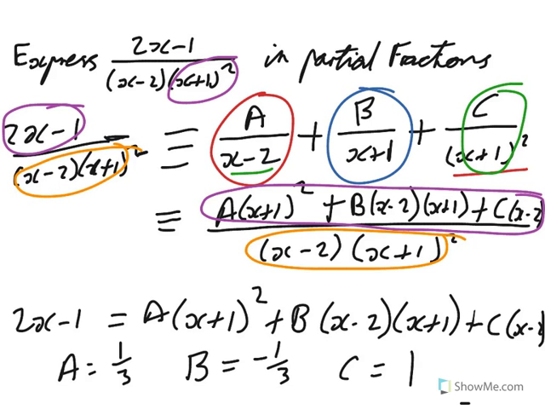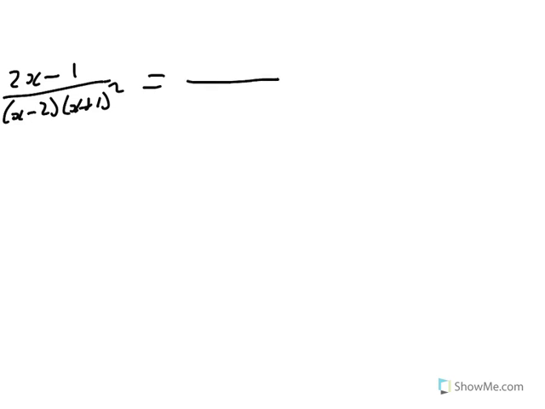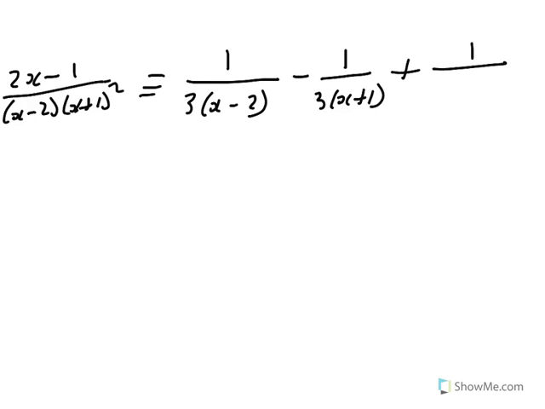So this particular one, then, 2x take 1 over x take 2, x plus 1 squared is equivalent to A, which is 1/3, over x take 2, plus B, which is minus 1/3, over x plus 1, plus 1 over x plus 1 squared.